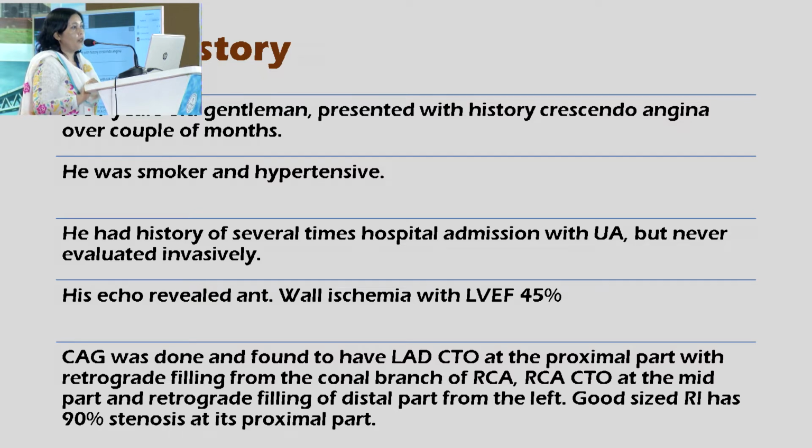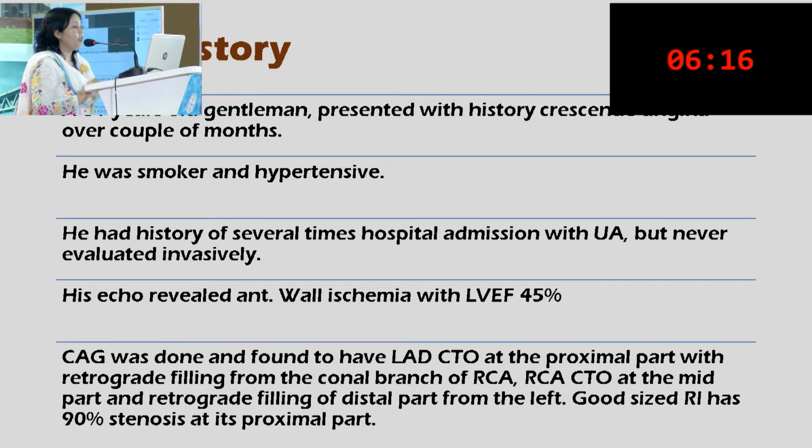Baseline angiography shows LAD CTO at the proximal part with retrograde filling from the conal branch of RCA. There was another CTO at the mid part of RCA, with retrograde filling of the distal part from the left side. Ramus intermedius was good sized, having 90% stenosis at its proximal part.